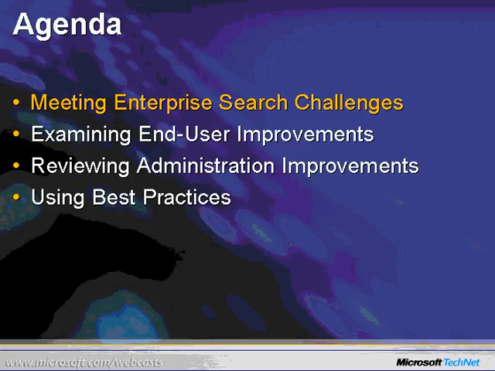And we're going to start with our agenda. We're going to start with talking about what the challenges are. I think we all look at how you find information. I think that's the biggest challenge. We're going to talk about some of the end-user improvements, and some of the administrative level improvements, and then we'll talk about some best practices from a deployment, or just general best practices, I should say. So what are the search challenges?